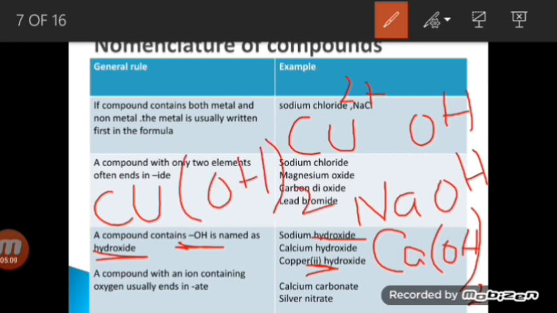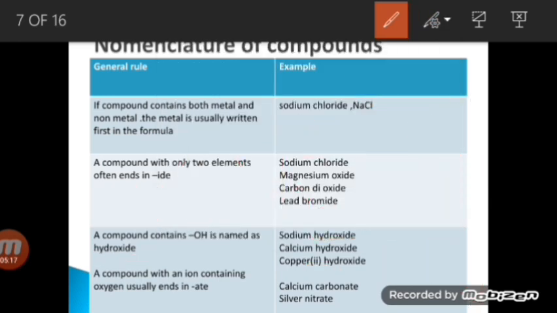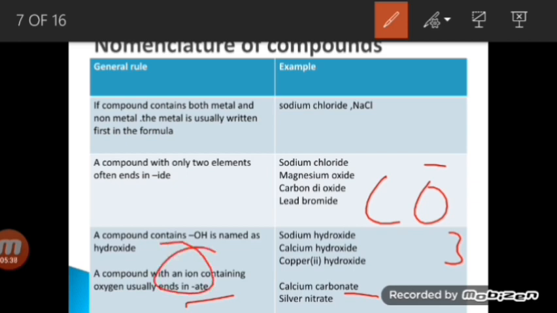I will teach you how ionic formulas can be generated for ionic compounds. The rules are given in the coming slides. Next rule is a compound with an ion containing oxygen will end with ate. Calcium carbonate. See, it contains one ion, which is the carbonate ion, CO3. It is the carbonate ion, so that's why we will have the suffix ate for it.